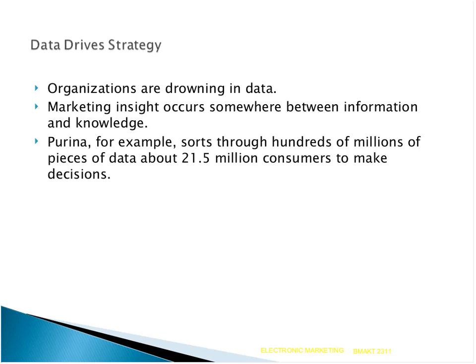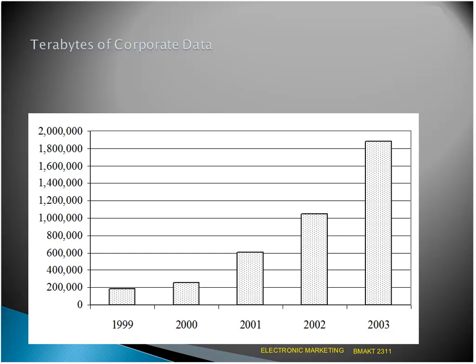Purina, for example, sorts through hundreds of millions of pieces of data, about 21.5 million consumers, to make decisions. This significantly shows how huge the amount of data can be and how it can help us. When you have more data, you have better chances of coming to conclusions that are more generalizable as well as usable, because you can use this data as a strong foundation for your decision making and strategy making in the future.